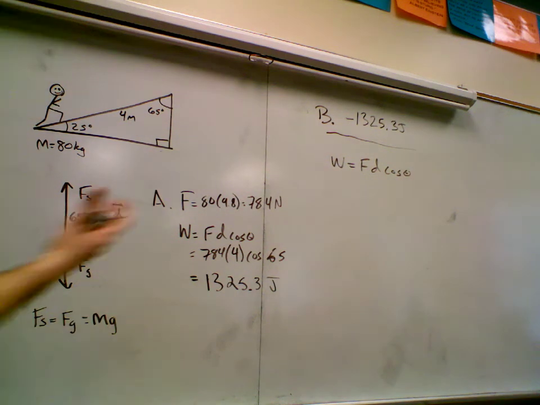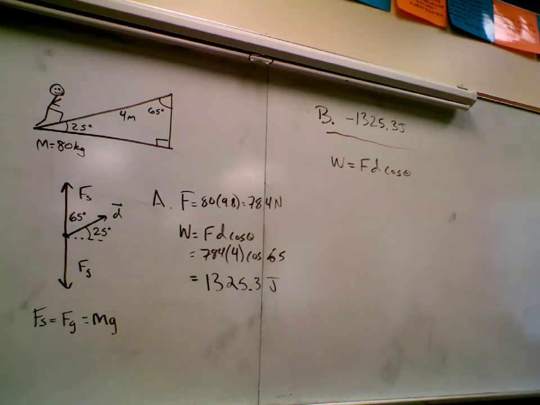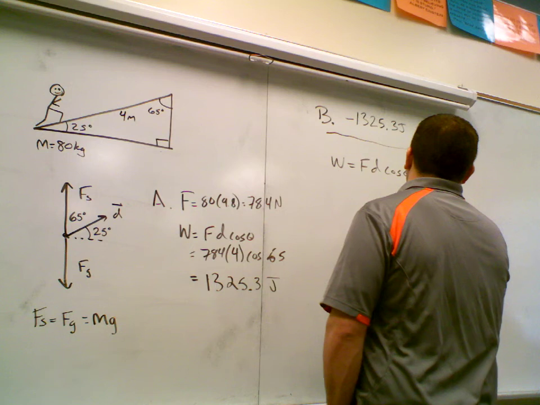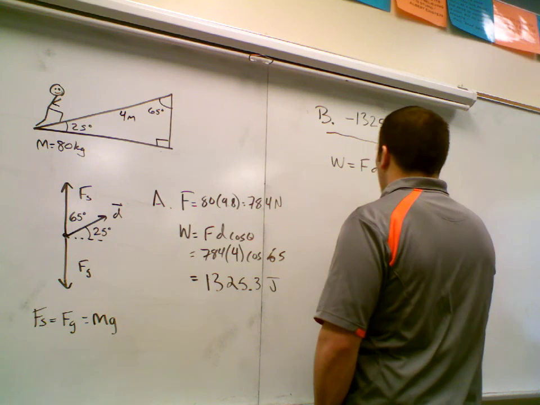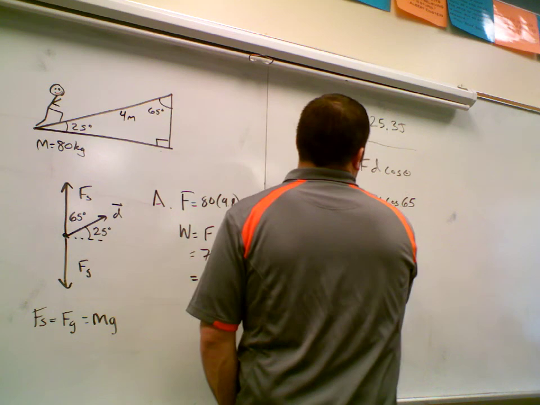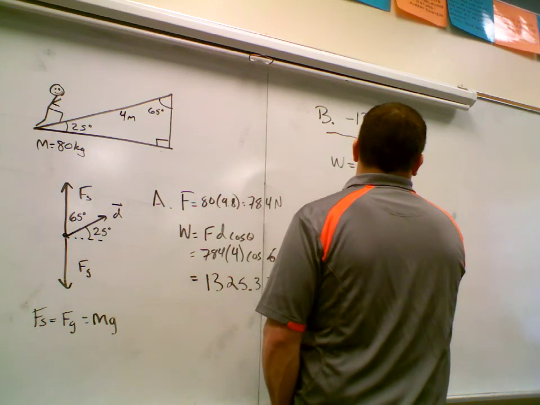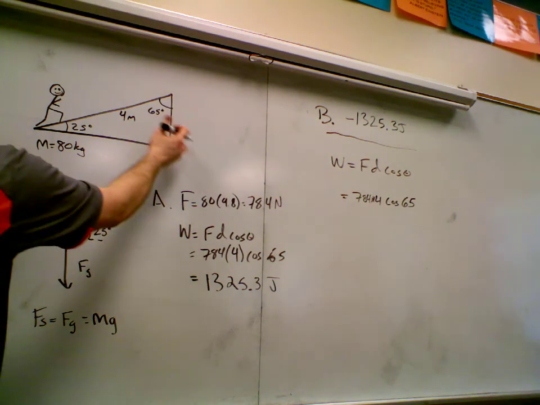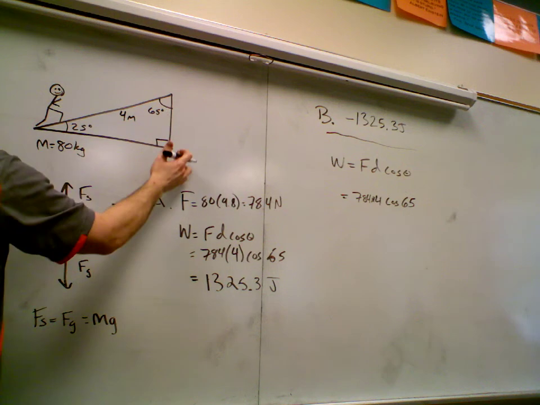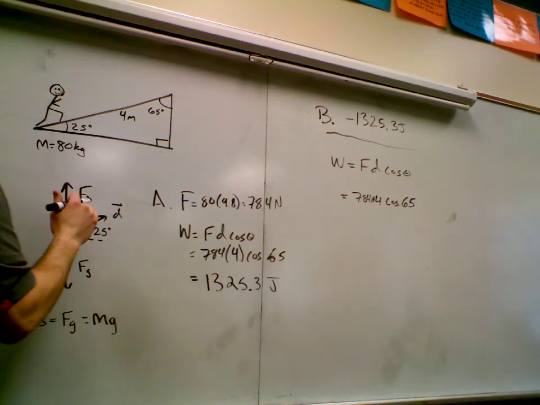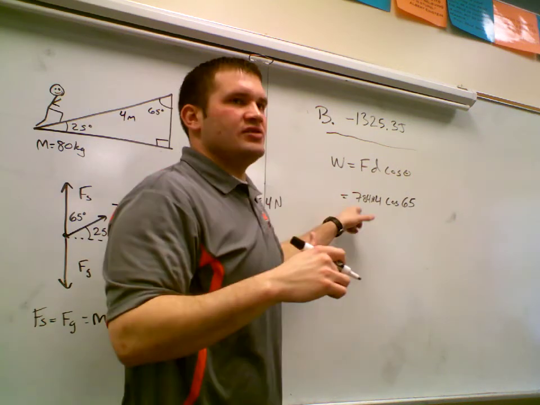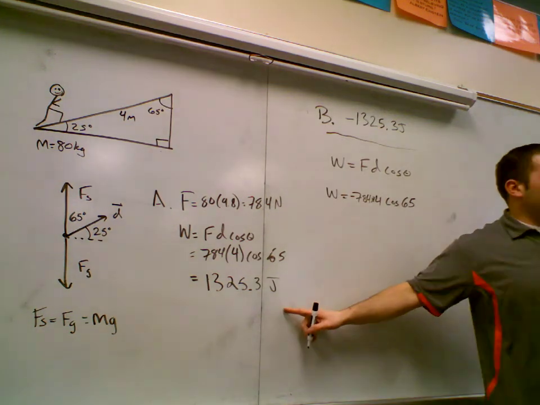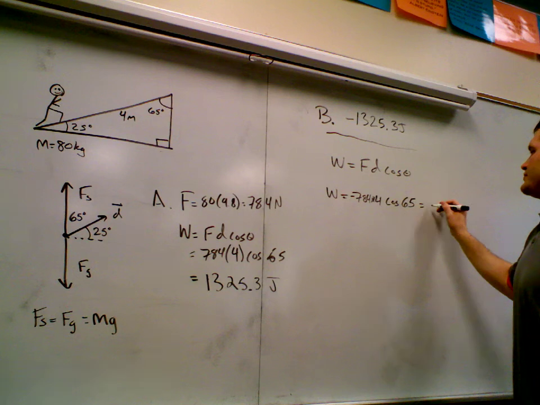Just to make sure. Okay, so W equals FD cosine theta. I'm going to use 65 for my angle. Now, 4 times cosine, my force is 784, right? If I'm using 65 for my cosine, when I do cosine of 65, I'm finding this side of the triangle, right? Which way does this point? Up, right? So that means I need to make one of these negative. And if I do that, I get the same answer, but it is negative.